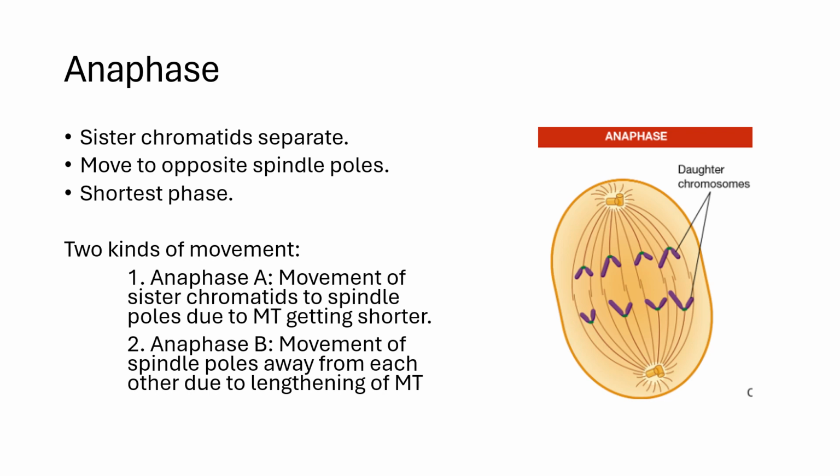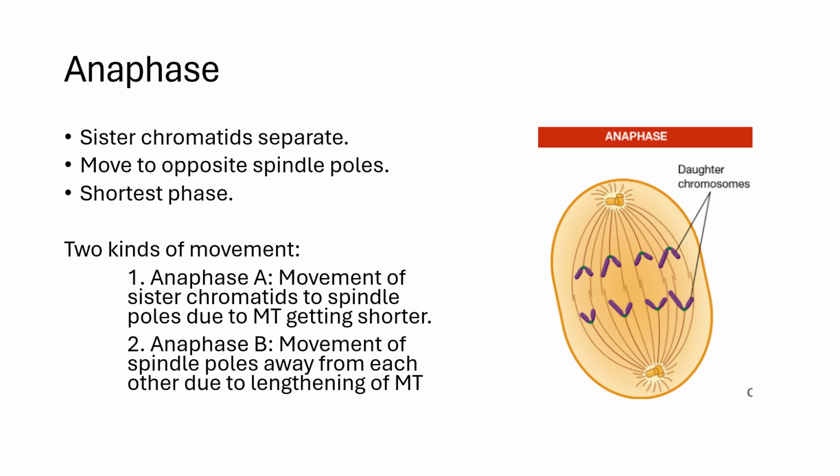Here you can see how the chromosomes are organized in the middle of the cell, and the spindles are trying to grab them. In anaphase, the chromatids are separated. They are being pulled to their designated spindle pole, and anaphase is also known as the shortest phase of the cell cycle. So these chromatids are being pulled at a pretty quick rate.